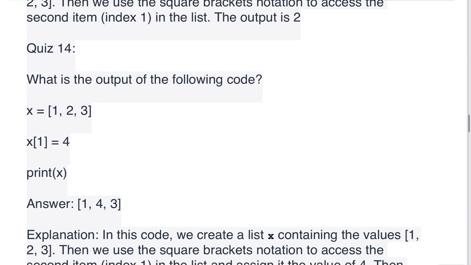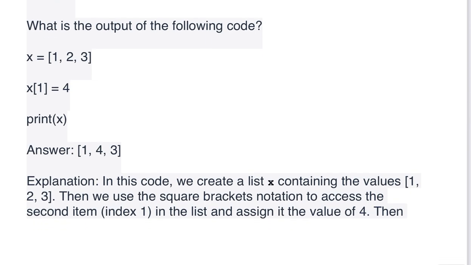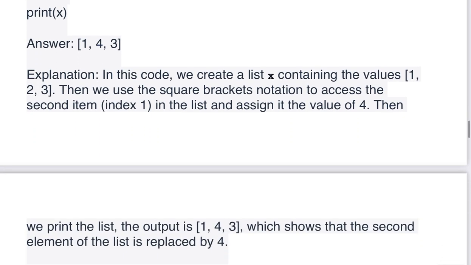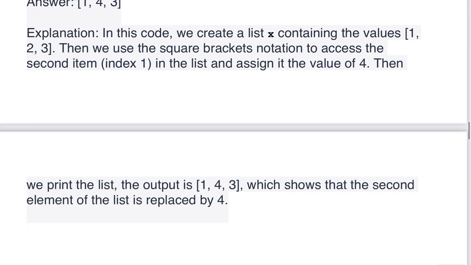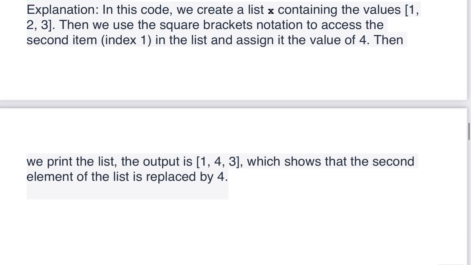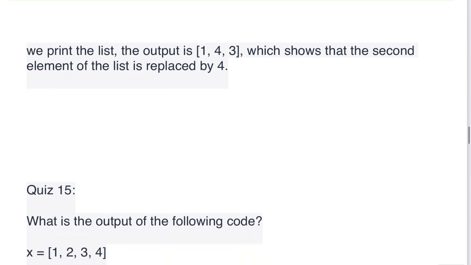Quiz 14. What is the output of the following code? x = [1, 2, 3], x[1] = 4, print(x). Answer: [1, 4, 3]. Explanation. In this code, we create a list x containing the values 1, 2, 3. Then we use the square brackets notation to access the second item, index 1, in the list and assign it the value of 4. Then, we print the list. The output is [1, 4, 3], which shows that the second element of the list is replaced by 4.